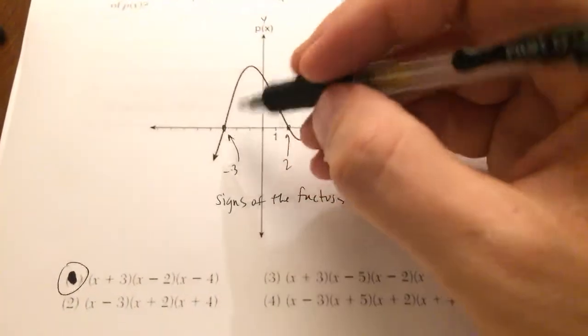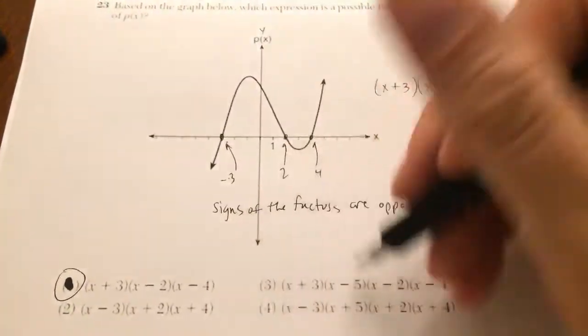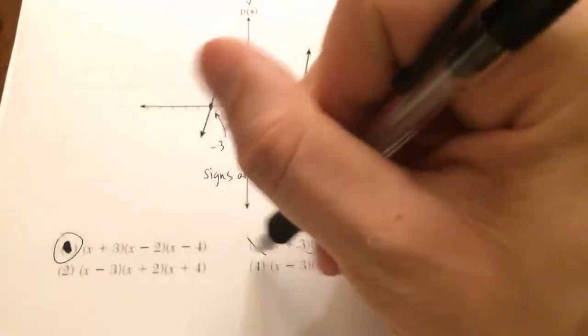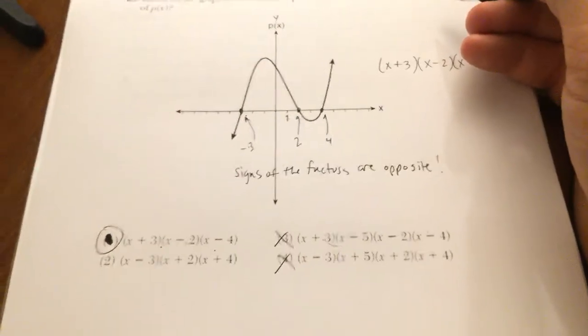Here's another hint for you. See how there's 3 zeros? 3 places it crosses the x-axis. This has 4 factors. It's not going to be that. The number of factors has to match the number of zeros.